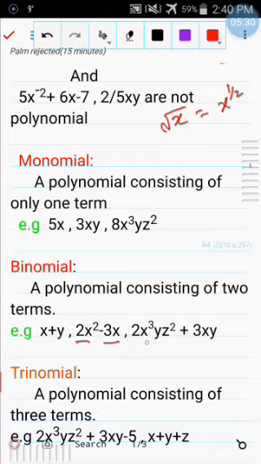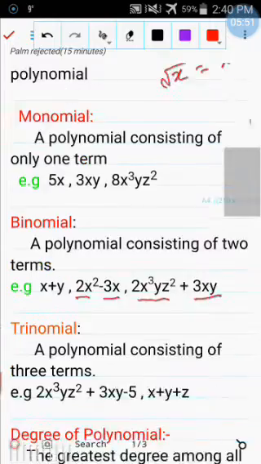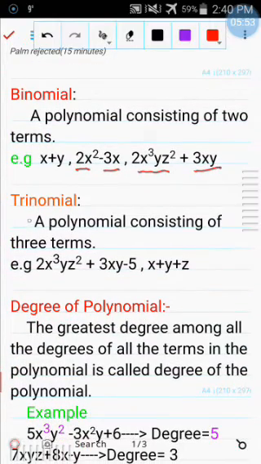Similarly, 3x³yz² + 3xy is a binomial because it consists of two terms. The first term is 3x³yz² and the second term is 3xy. The next one is trinomial. What is a trinomial? A polynomial consisting of three terms. For example, 2x³yz² + 3xy - 5 consists of three terms.